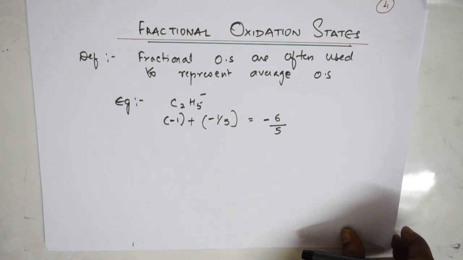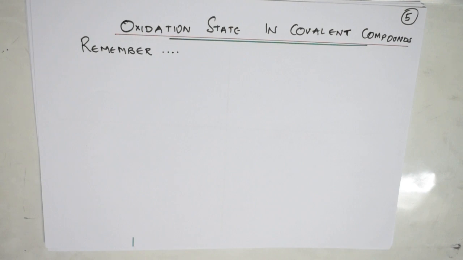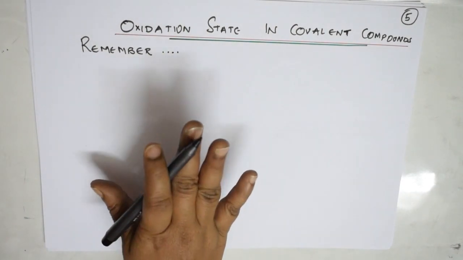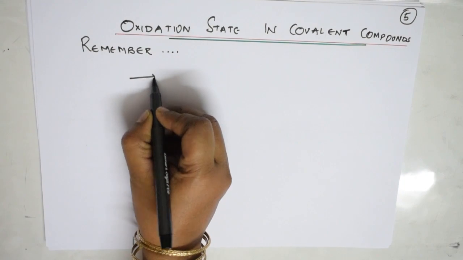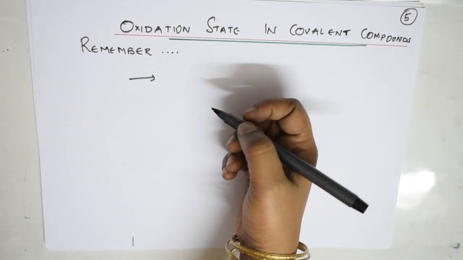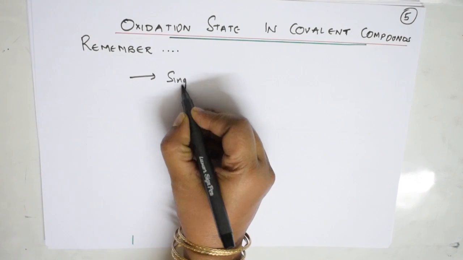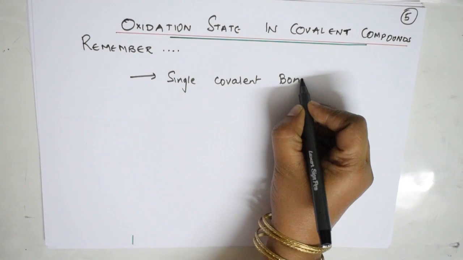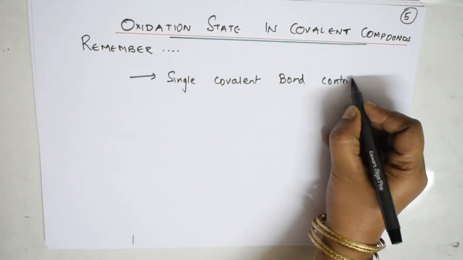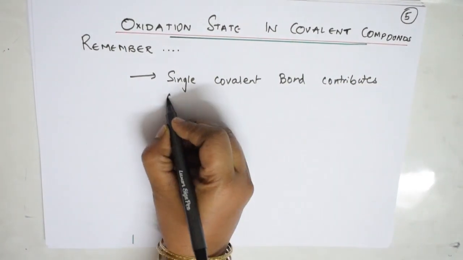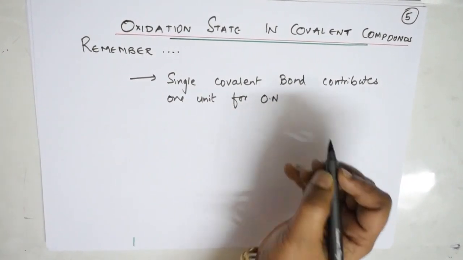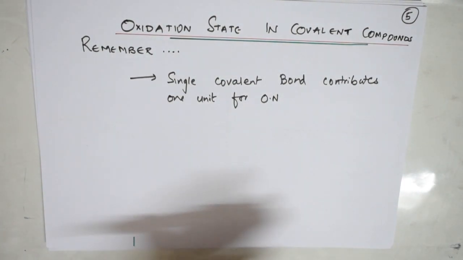Now the next type is oxidation state of covalent compounds. This you need to remember, students. Basically what should I remember in oxidation state of covalent compounds? Let me give the understanding. Whenever there is a covalent compound, remember a single covalent bond contributes 1 unit for oxidation number. Single covalent bond means it represents only 1 unit for oxidation number.